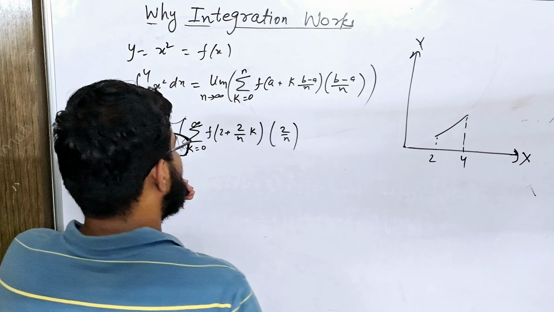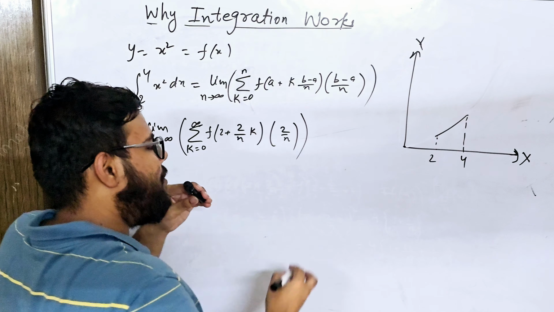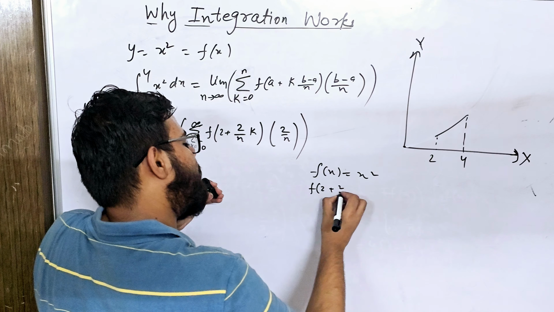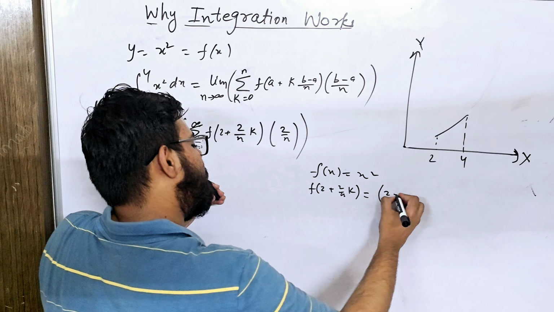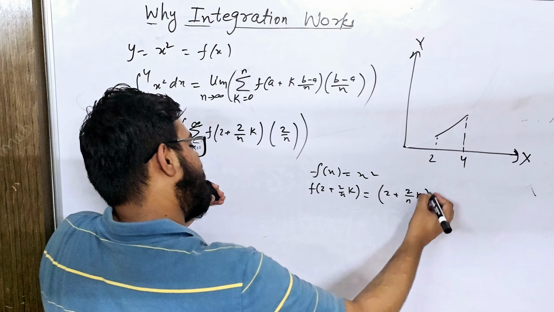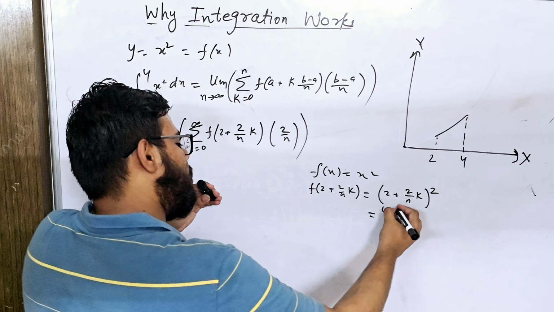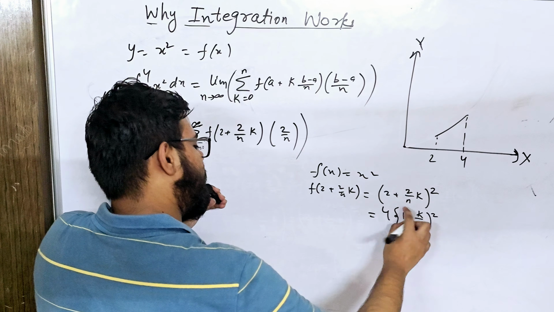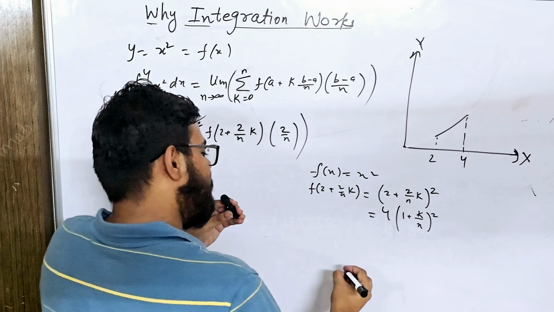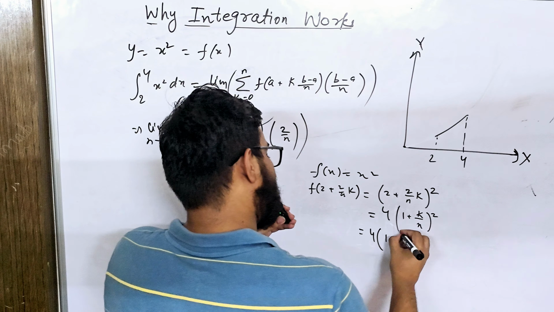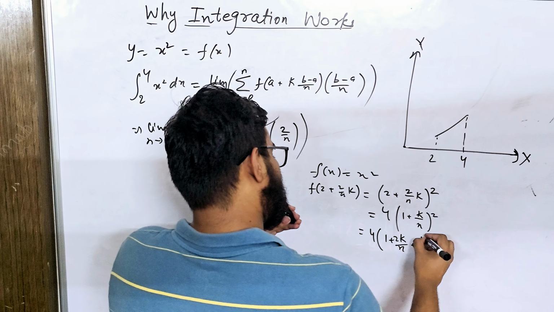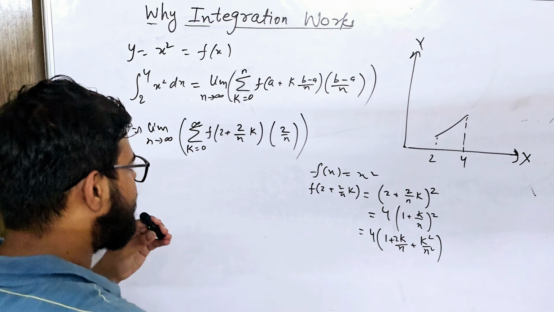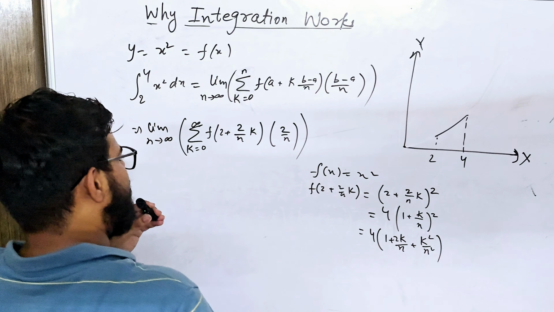Okay, right. So how do we open this expression? Well, we know that f(x) is x squared. So f of 2 plus 2/n times k will be equal to (2 plus 2/n times k) whole squared. So you can take 4 as common, so you will have (1 plus k/n) whole squared, which is equal to 4 times (1 plus 2k/n plus k squared/n squared). Correct? Simple? Okay.